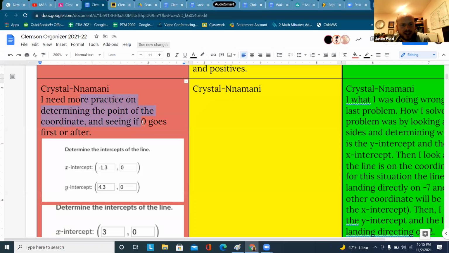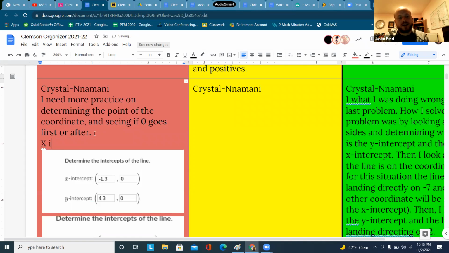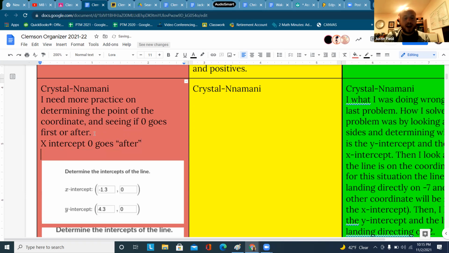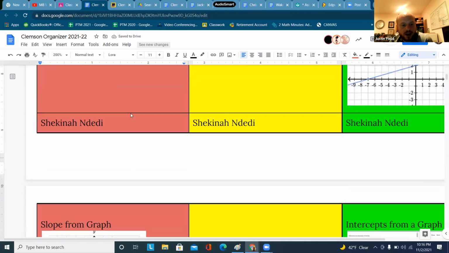I need more practice on determining the point of the coordinate and seeing if 0 goes first or after. Yeah. So for the x-intercept, 0 goes after, according to that language, which is just fine. For the y-intercept, the 0 goes first. All right, then it will always be that way.